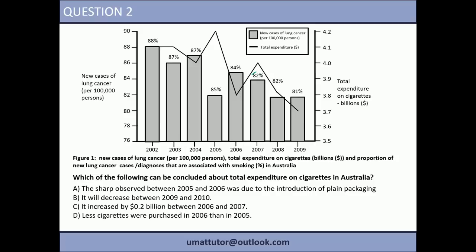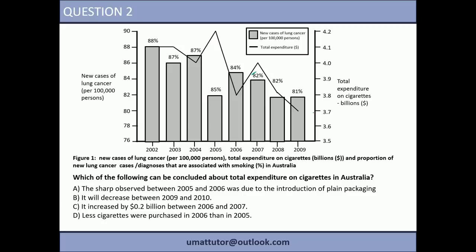Either way, you can't make any conclusions about the reason for a particular trend in a table or a graph, unless you have some source of information as to why something happened. If you're just given a selection of numbers and figures, you can't say why something happened. So A is not correct. Option B, it will decrease between 09 and 010. So again, it's asking us to make a prediction about the future, which we can't do. We can't say what will happen with any certainty. So that can't be correct.